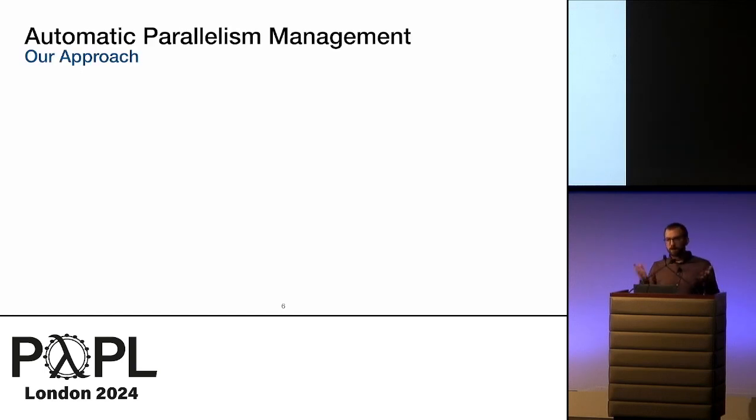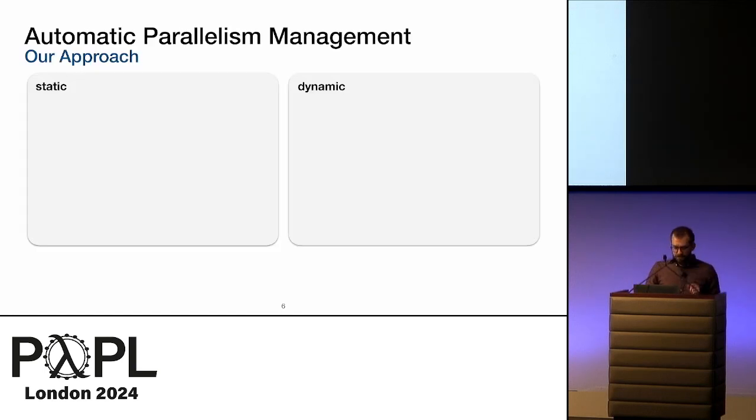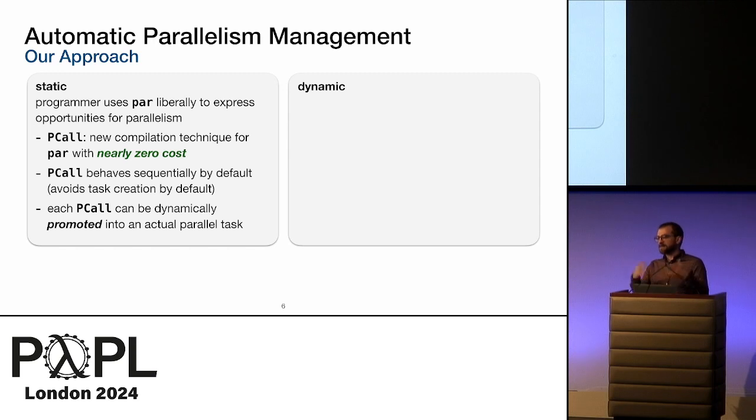We call this automatic parallelism management, and it consists of two components: a static element and a dynamic element. Statically, we say, programmer, please feel free to use par very liberally to express opportunities for parallelism, and don't worry so much about this granularity control problem. The key to making this work and be efficient is that we need to compile this par function into something which is nearly zero cost. The technique we develop in this work is a compilation technique. It's really a low-level calling convention. We call it PCall, which enables this nearly zero-cost par, and we'll see that in a moment.